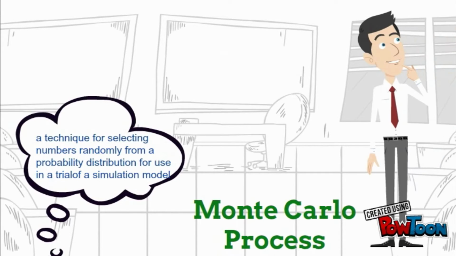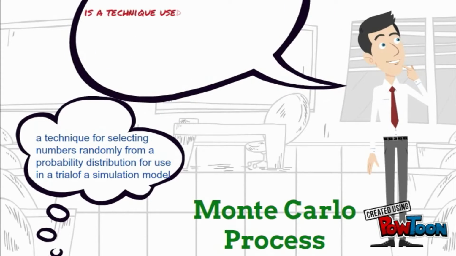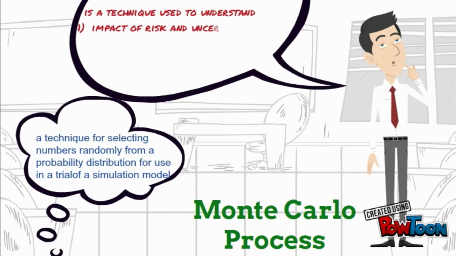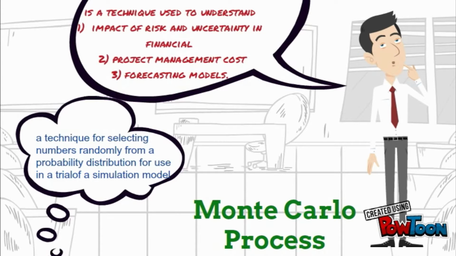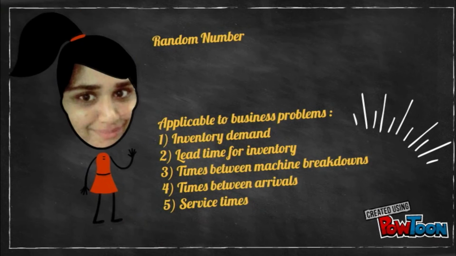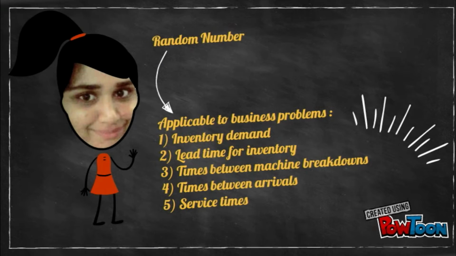What is the Monte Carlo process? It is a technique for selecting numbers randomly from a probability distribution for use in the trial of a simulation model. It's a technique used to understand the impact of risk and uncertainty in financial, project management costs, and forecasting models. The Monte Carlo process defines random numbers which are applicable to business problems such as inventory demand, lead time for inventory, times between machine breakdowns, times between arrivals, and service times.